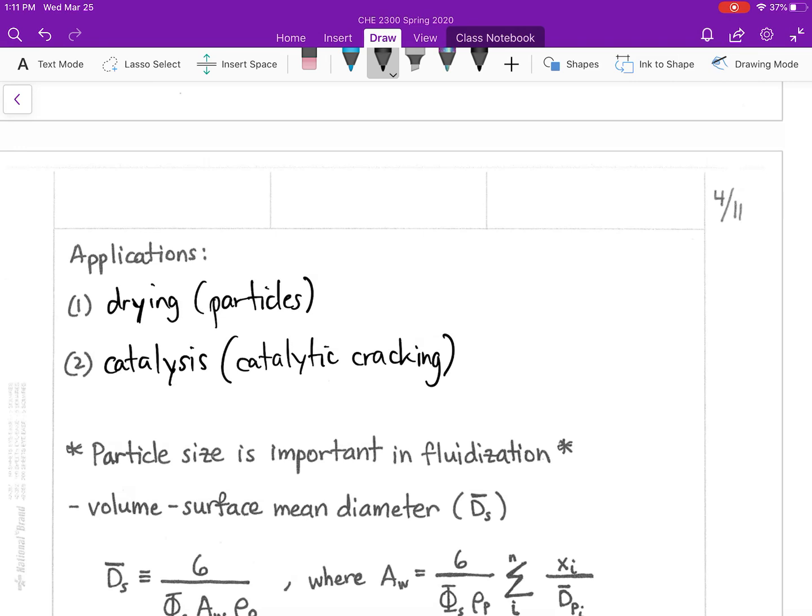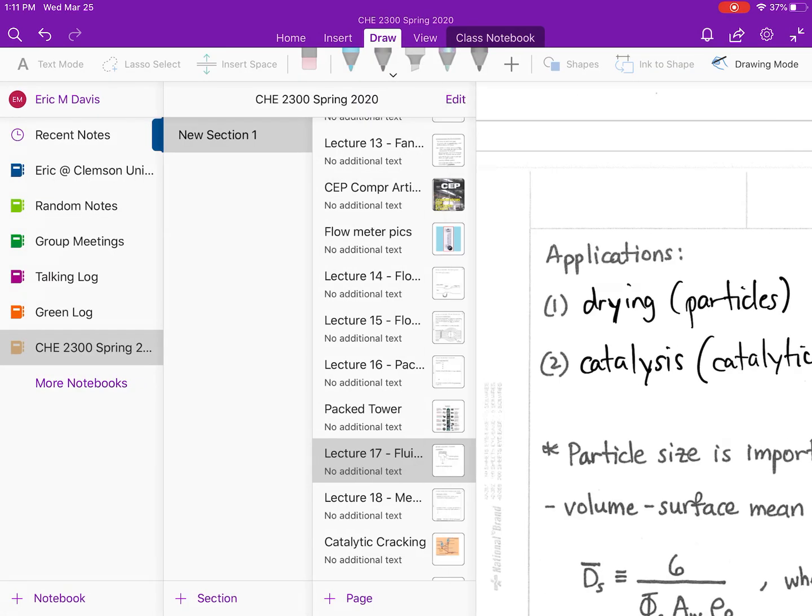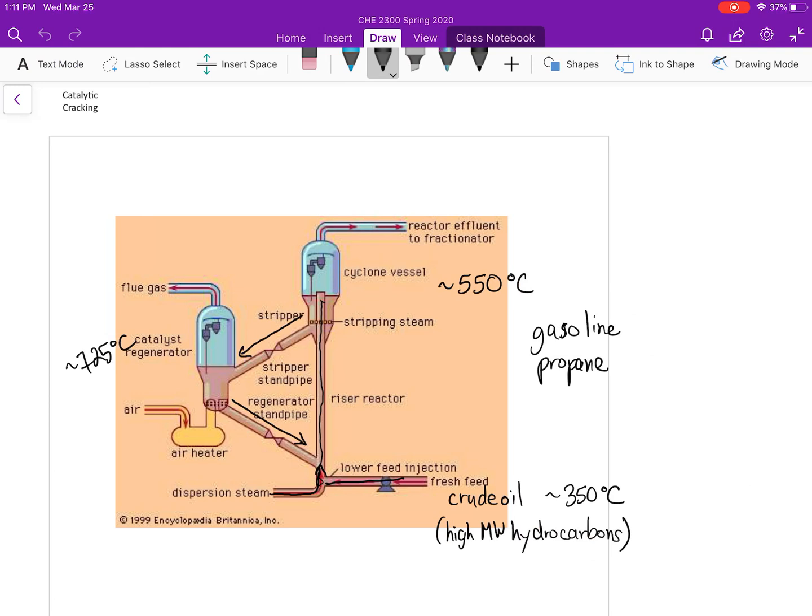So, what is catalytic cracking? I'm going to spend a brief second to walk you through the process of catalytic cracking, because again, it is a very, very common process in the petroleum industry.